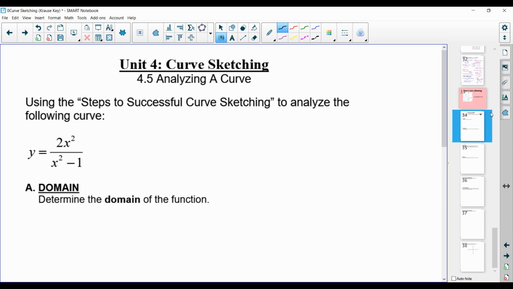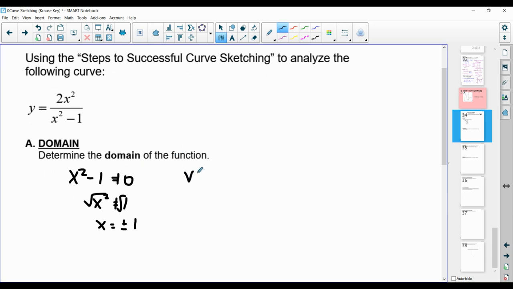So the first thing we do when we are analyzing a curve, or starting with the curve sketching process, is to figure out the domain of our function. And so we're going to start off by looking at our non-permissible values. So we have x squared minus 1 cannot equal 0. So x squared cannot equal 1. And when we square root, we have x cannot equal plus or minus 1. So that tells us right off the bat that we have some vertical asymptotes at x equals plus or minus 1. And so our domain can be the element of reals, except that x cannot equal plus or minus 1.